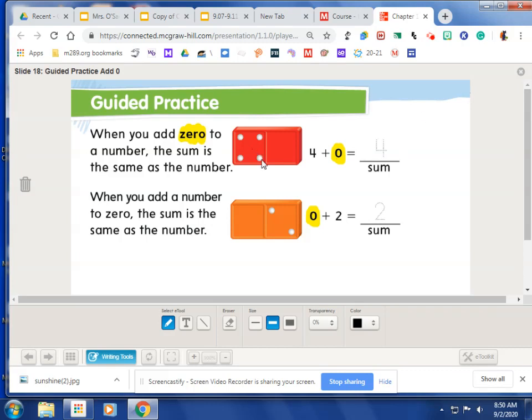So 4 plus 0 equals 4. Please trace that 4. Do a very nice job. This problem, 0, and I want to show you again, 0, because this box is empty. This one was 4, because that one had 4 in it. Do you see how it goes?